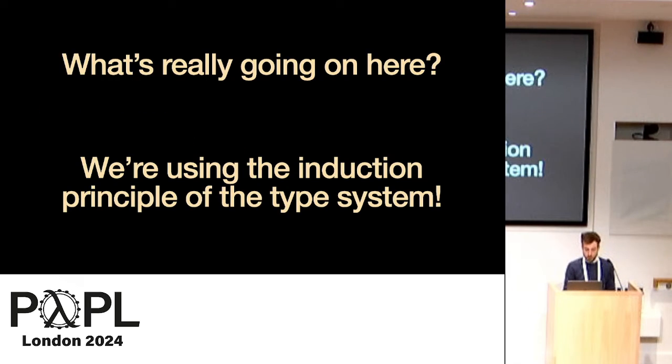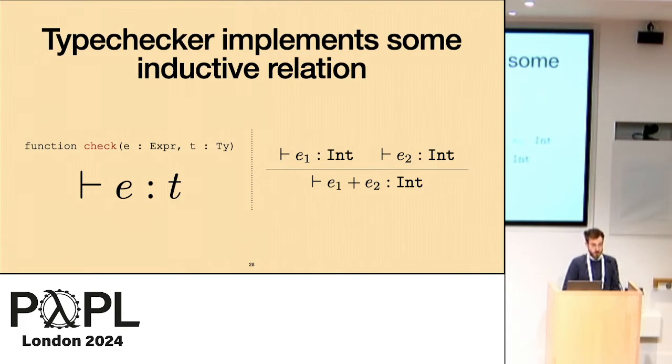I want to quickly touch on what's actually going on here. Some of you might have noticed that all we're doing here is using the induction principle of the type system as it was designed. So the type checker, that function that we wrote in Dafny, really implements some inductive relation, right? So the check function is really a decision procedure for some inductively defined relation, E has type T, which was written on paper, hopefully somewhere in a document that has a bunch of inference rules on it.